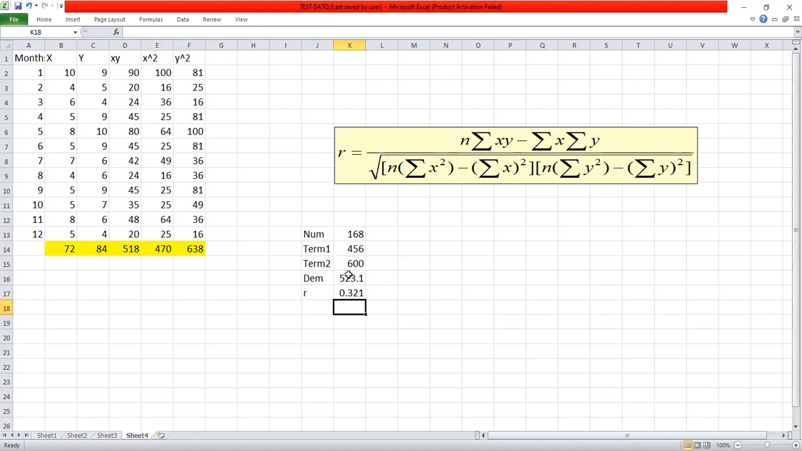Am I clear there, please? Yes. Now, if you had more than two variables, you must do them in pairs. If you had X, Y, Z, you must check the relation between X and Y, X and Z, Y and Z. So this is positively correlated but weakly.